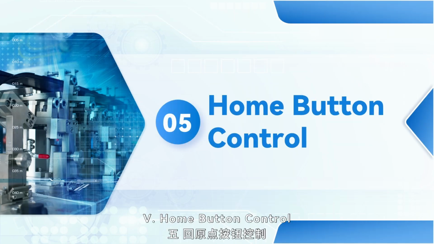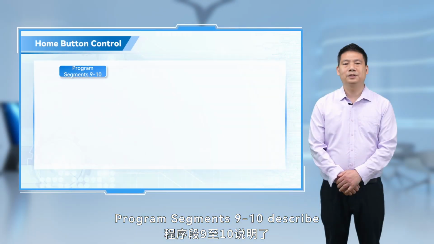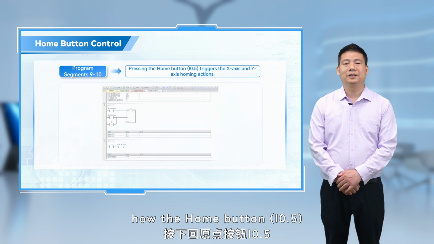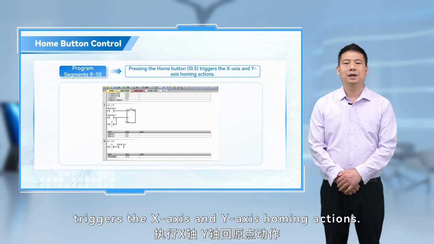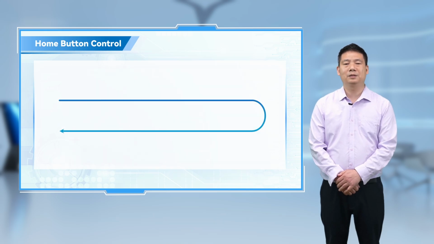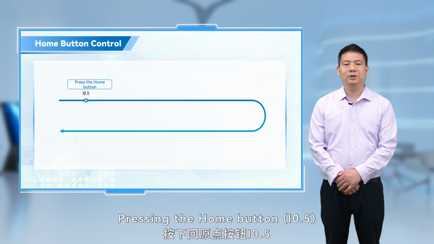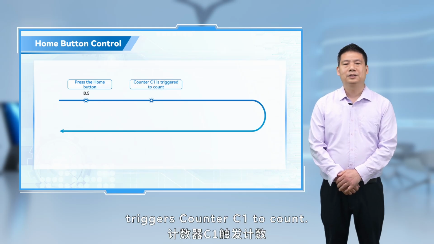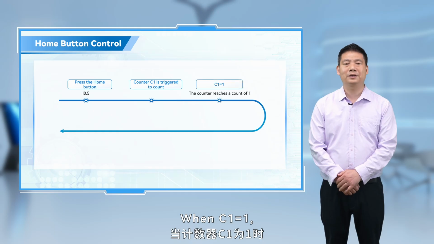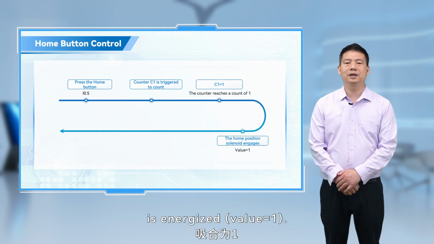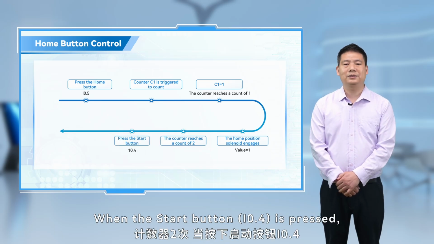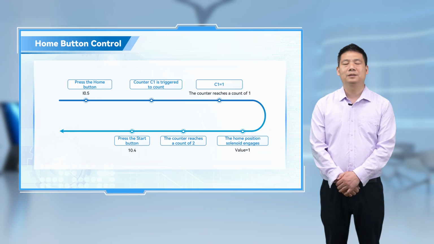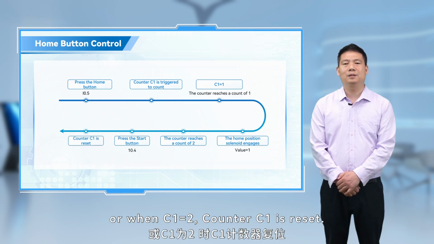5. Home button control. Program segments 9 to 10 describe how the home button, I0.5, triggers the X-axis and Y-axis homing actions. Pressing the home button, I0.5, triggers counter C1 to count. When C1 equals 1, the home position solenoid value equals 1. When the start button, I0.4, is pressed, or when C1 equals 2, counter C1 is reset.